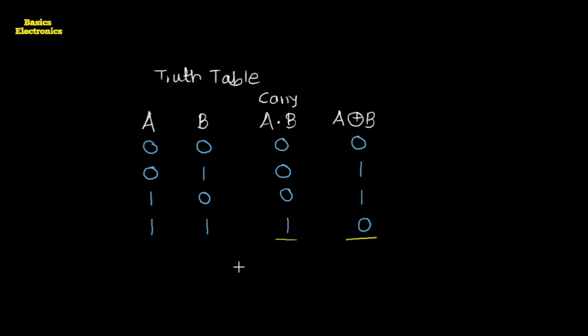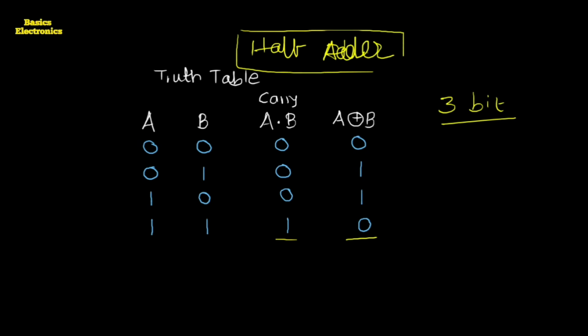Now one question comes to mind: if there are 3 binary bits, what do we say about the half adder? We said that the half adder performs the addition of 2 binary bits and produces the output in the form of sum and carry. It performs the addition of 2 binary bits, not 2 binary numbers. It performs the addition of only 2 binary bits.